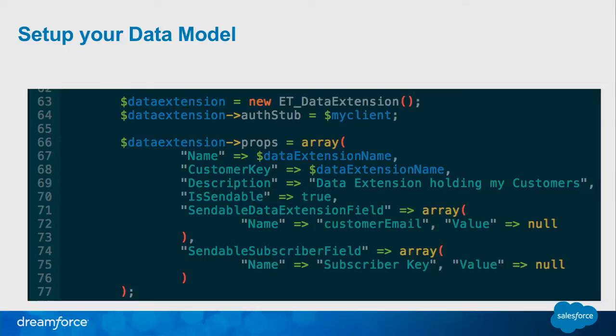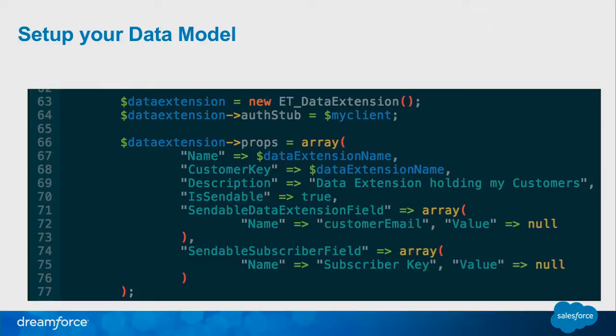Is sendable basically just indicates that as part of this data extension, we are going to have an email address that is sendable. Again, when the user registers their Fitbit device, we collect their email address, and we're going to be communicating with them via that email address. Because it's a sendable data extension, we're going to specify that the sendable field is called customer email, and that the subscriber field, the reference to that contact, is held in the subscriber key attribute. So this is just creating the container for the data extension.